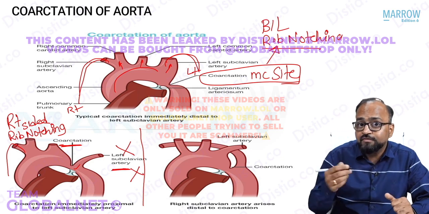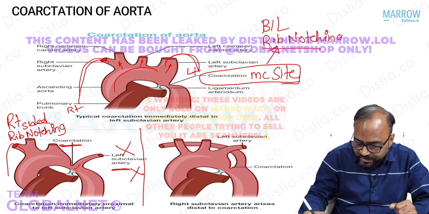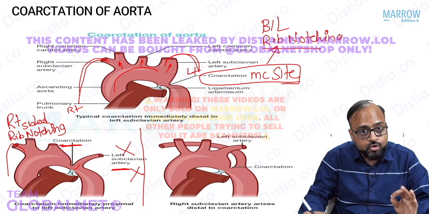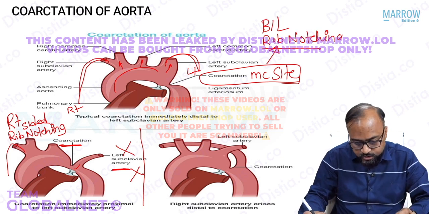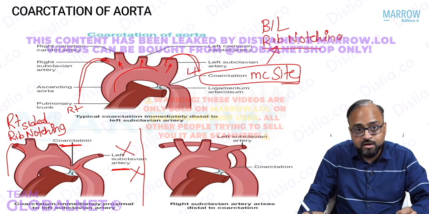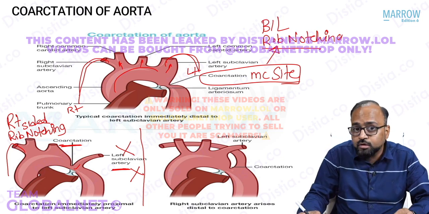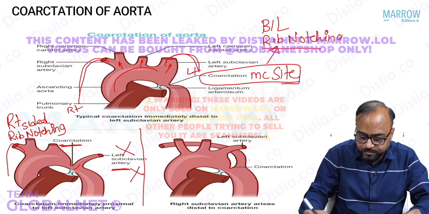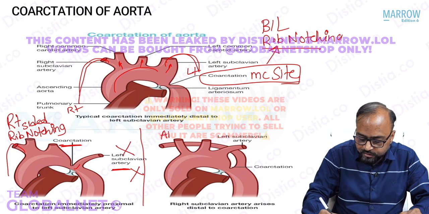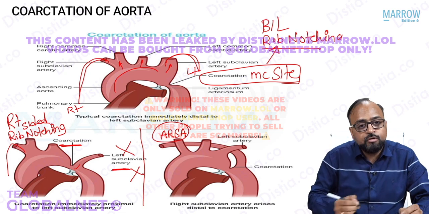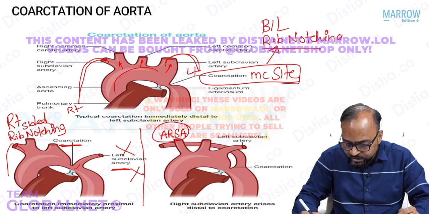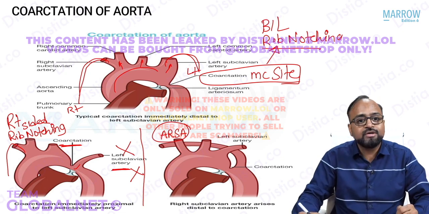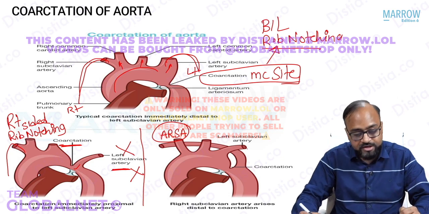Now, in case of a vascular anomaly, see here, the site of coarctation is normal, the most common site, distal to the subclavian artery, just postductal, but there is an abnormal origin of the right subclavian. This is called aberrant right subclavian artery or ARSA. From where is the right subclavian artery arising? It is arising distal to the coarctation site. This is called ARSA or aberrant right subclavian artery.